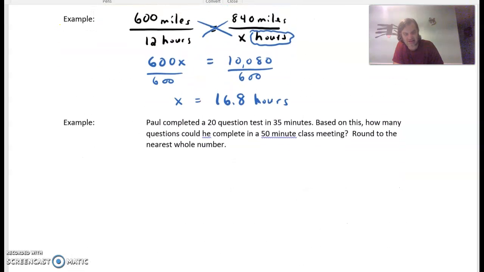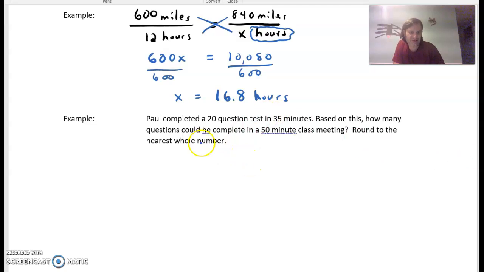Alright, let's sneak down to this example. Paul completed a 20-question test in 35 minutes. Based on this, how many questions could he complete in a 50-minute class meeting? Round the answer to the nearest whole number. So one thing you've got to be careful about is how you're going to round things.